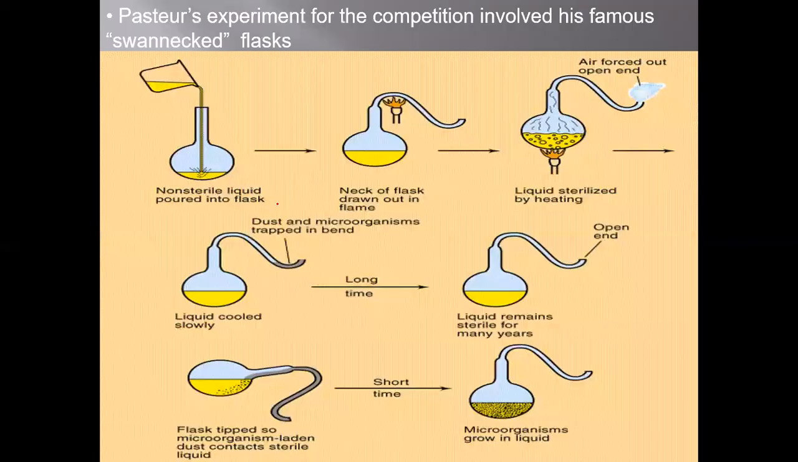So the experiment was like that. He took one flask and he poured some non-sterile liquid there. That is the non-sterile liquid. And after that, he added another swan neck to that flask, and he sterilized that flask. Okay, that is the sterilization of that flask. After that sterilization, he sterilized the liquid within the flask. And he just kept that flask like that.